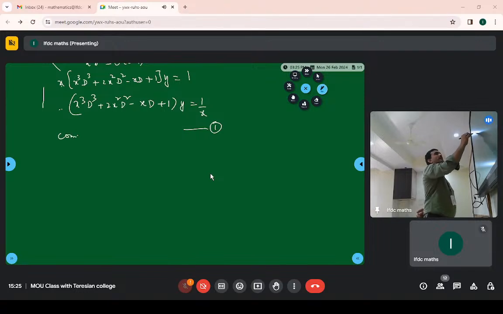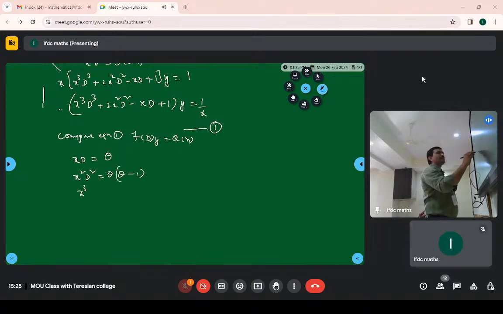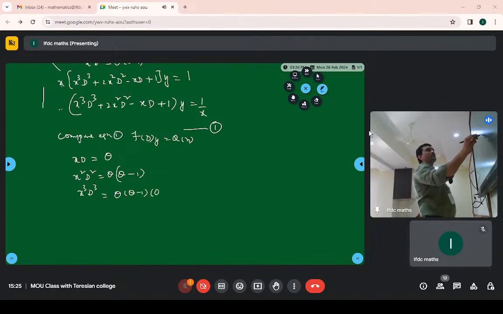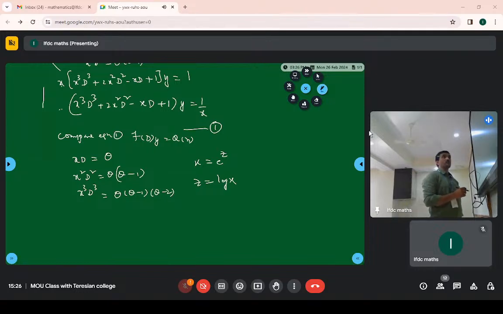We should compare equation 1 with F of d into y is equal to q of x. First of all, as I told you, substitute x d by theta, x square d square by theta into theta minus 1. You can take t also; all are correct, the thetas just must be the same. And x cube d cube by theta into theta minus 1 into theta minus 2. X equal to e power z, and z we can substitute as log x whenever and wherever it is required.